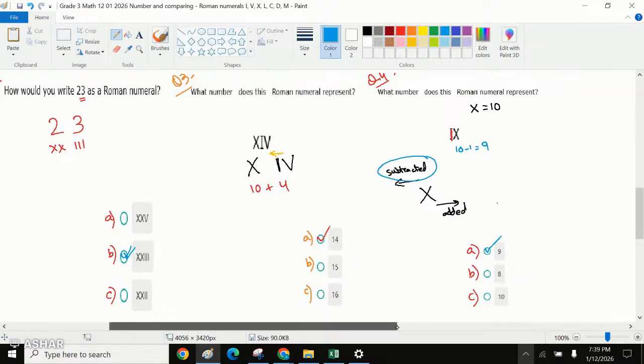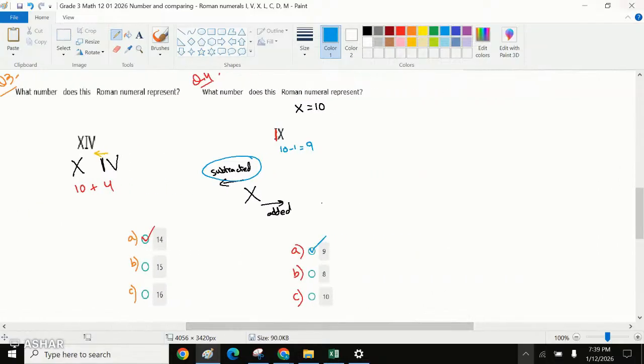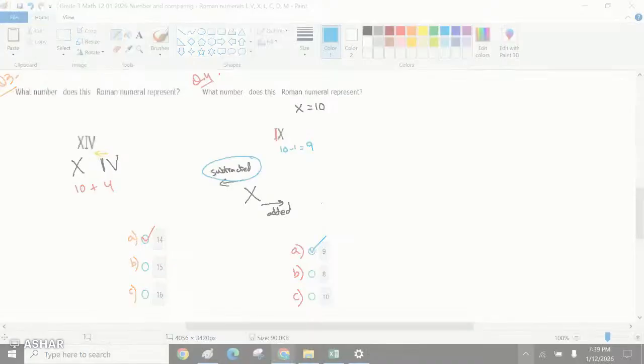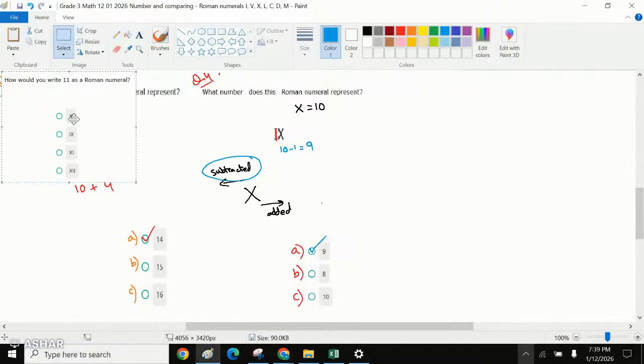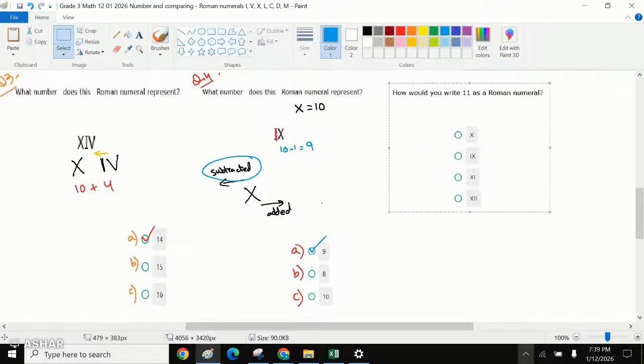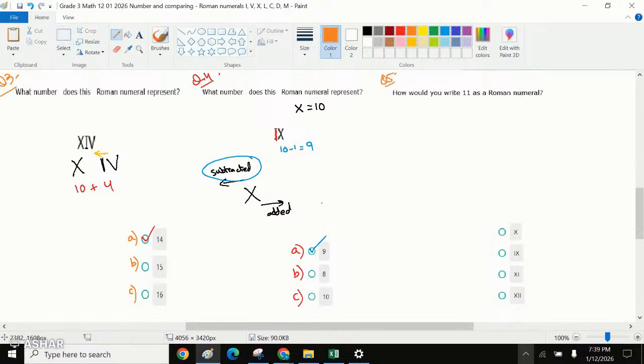For the next question, we write 9 over here. Okay, let's see what they are asking us in the next question. How can you write 11 as a Roman numeral? Okay, this is the given question. And these are the options that we have. Question number 5 and so onwards. Option A, B, C, and D.